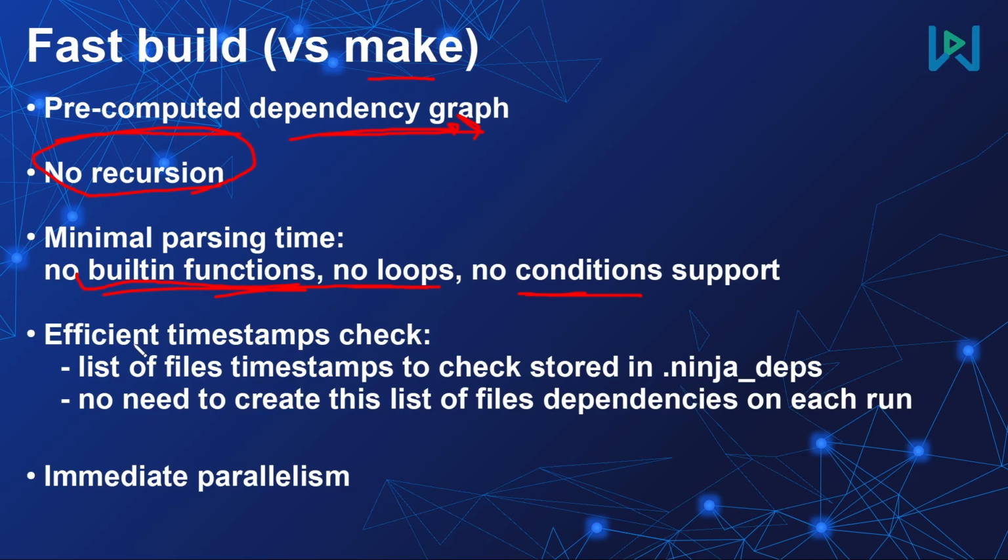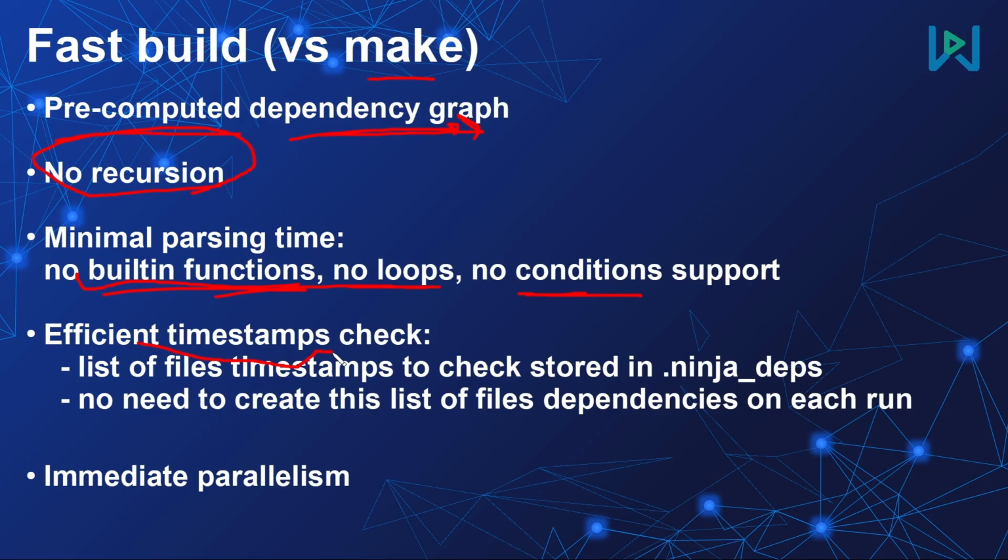Ninja has efficient timestamp checking and detection compared to make. In make, we need to parse the different makefile rules and detect the different files needed by those rules. Hence, make needs to check the timestamp of those dependency files one by one to see which one has a modified or updated timestamp.